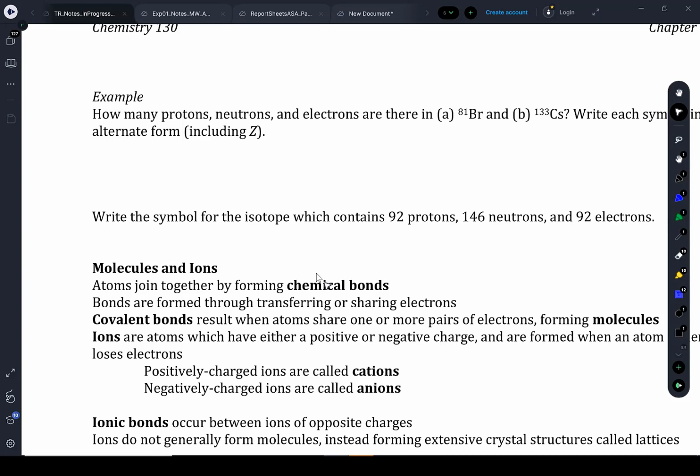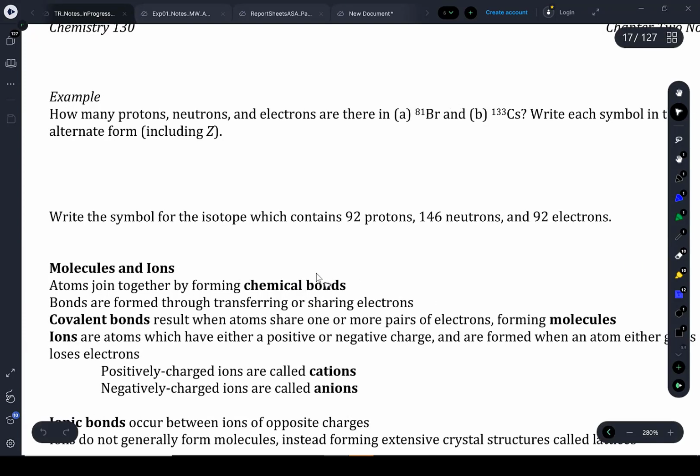You'll probably see one or two problems like this on the first exam, possibly on the final even. And so these are probably about the easiest questions that we get. And that's just how many protons, neutrons, and electrons are there in these guys, assuming that they're neutral. You saw how to do this in Chem 120, and we just reviewed it. So let's just do some quick practice.